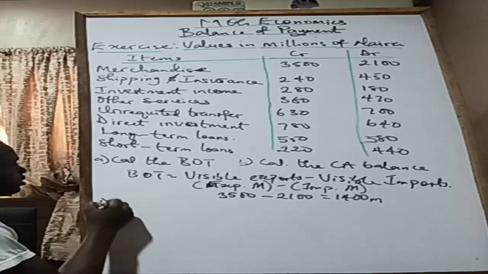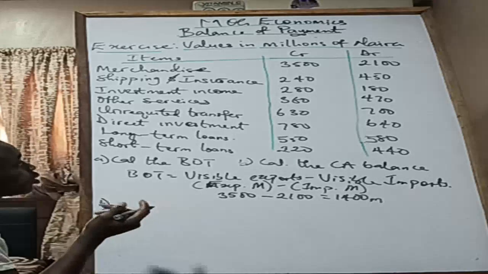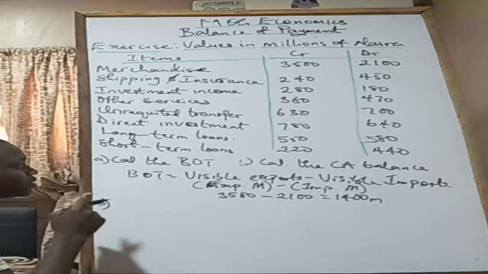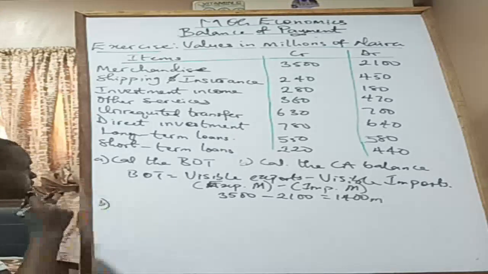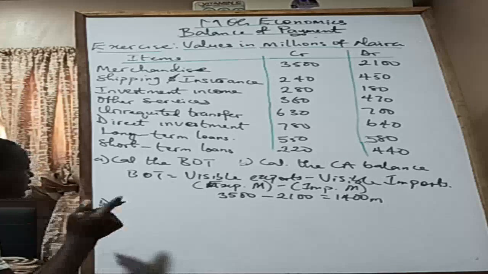Now the next one is B, calculate the current account balance. Okay, now for the current account, recall that the current account is divided into the visible trade balance and then the invisible trade balance. All right, so for the invisible trade balance, invisible now.